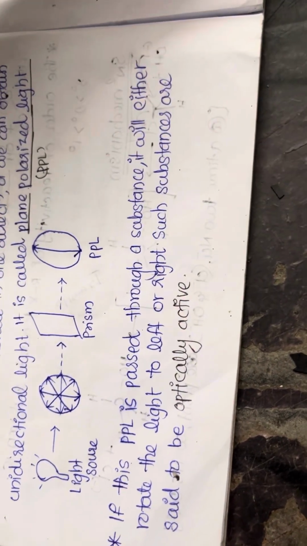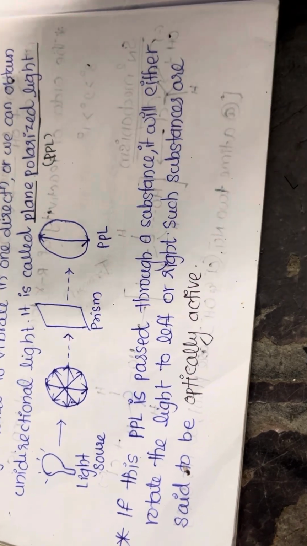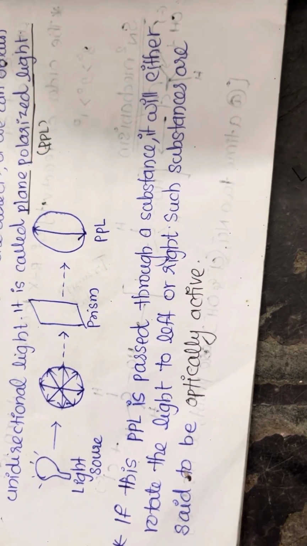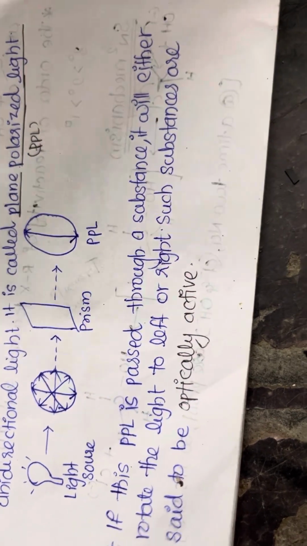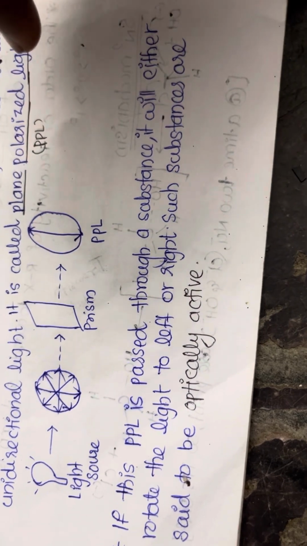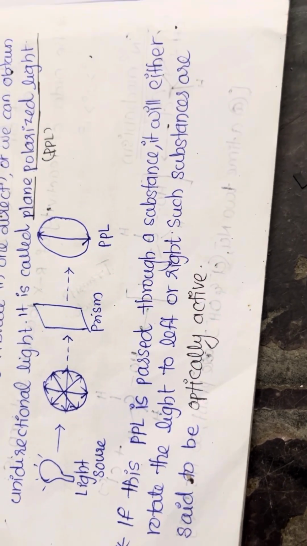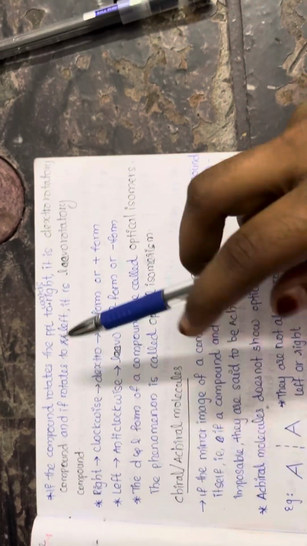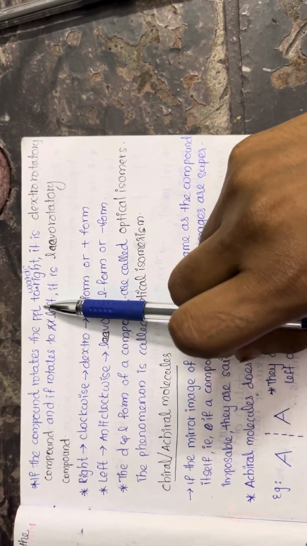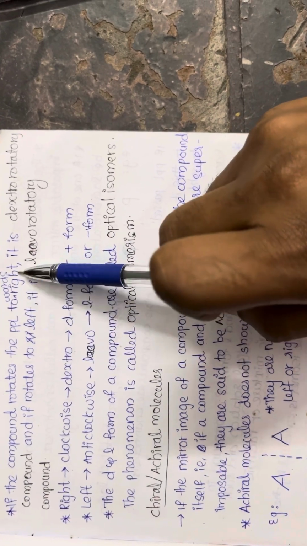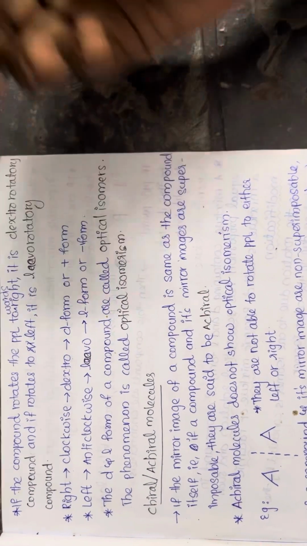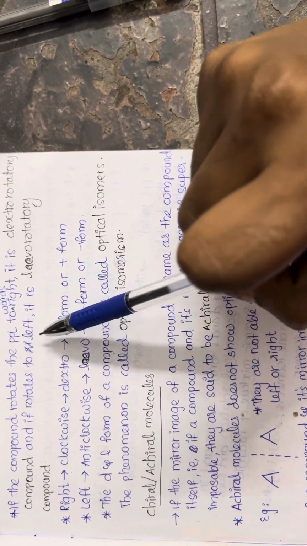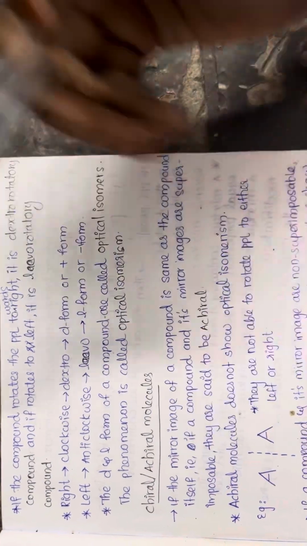So when can we call a substance optically active? If we pass plane polarized light through a substance, and if the substance is able to rotate the light to left or to right, it can be called optically active, or else it will be optically inactive. Now, if the compound is able to rotate the plane polarized light towards right, it is called a dextrorotatory compound. And if it rotates the plane polarized light to left, it will be a levorotatory compound.